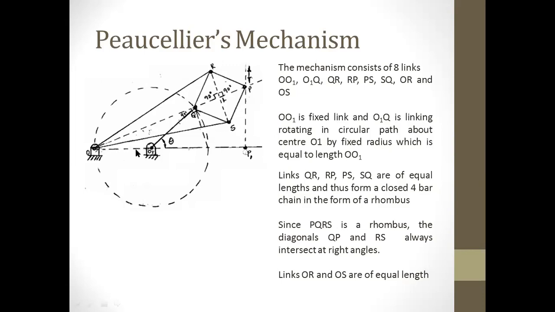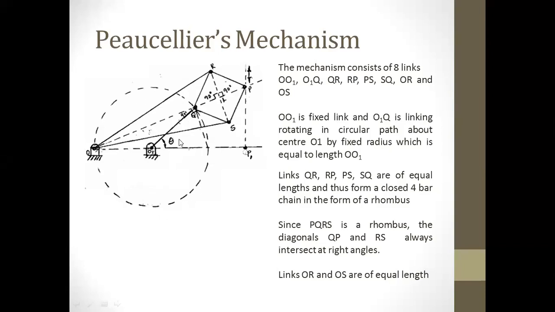O1Q is the crank which rotates. OO1 and O1Q are of equal length. O1Q is the link rotating in a circular path about the center O1, with a fixed radius which is the same as OO1. So OO1 and O1Q are the radius of the circle.